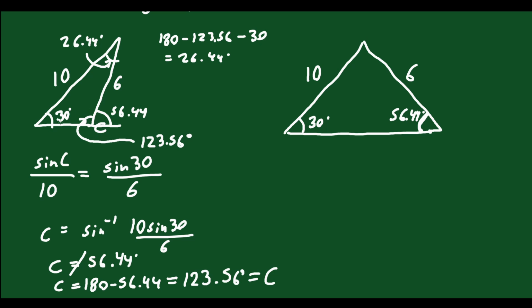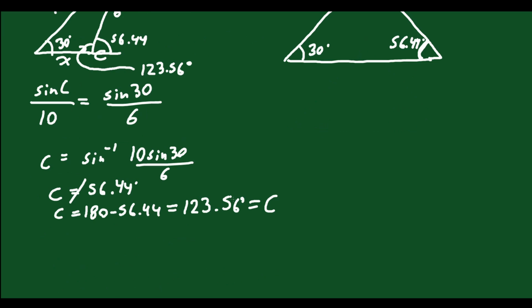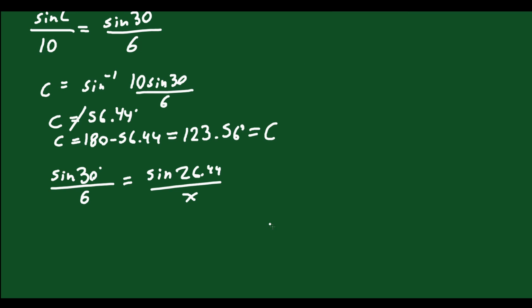You just have to find the base. We'll call the base x, right? Why not? And we'll calculate for x. How do we do that? Well, we could do another sine law, right? I could say sine of 30 over 6, because 30 and 6 are across from each other, is equal to sine of that angle we just found, 26.44, over x, because x is across from it. It's on the bottom.